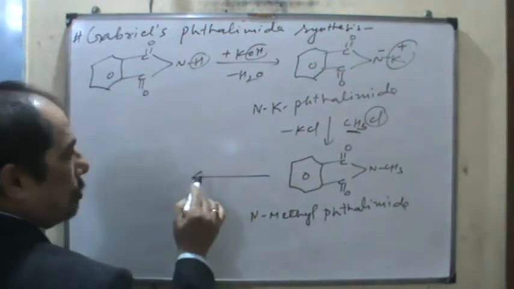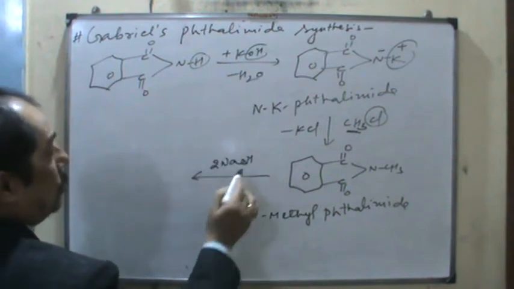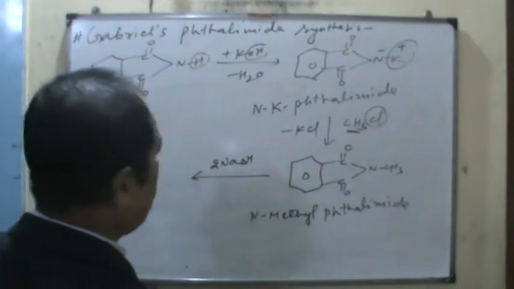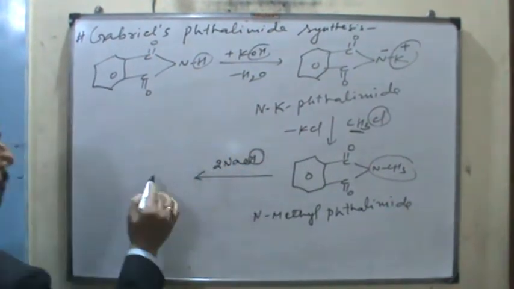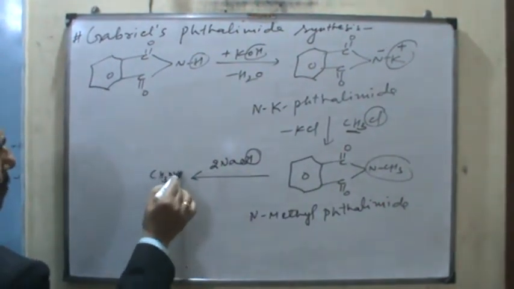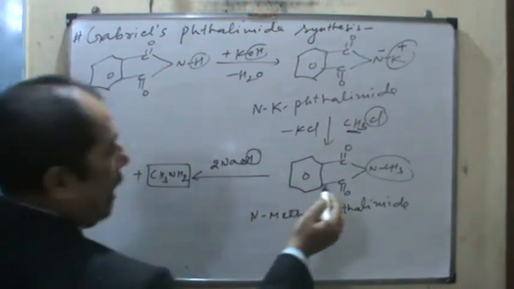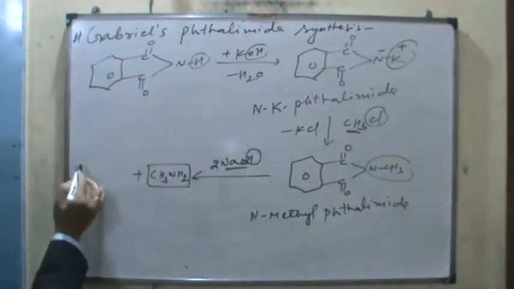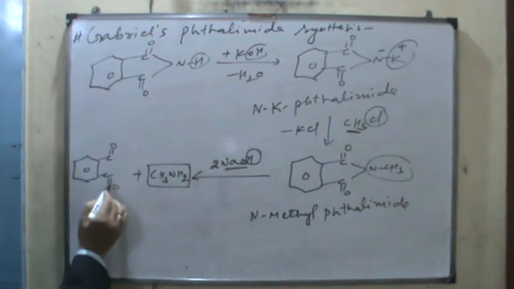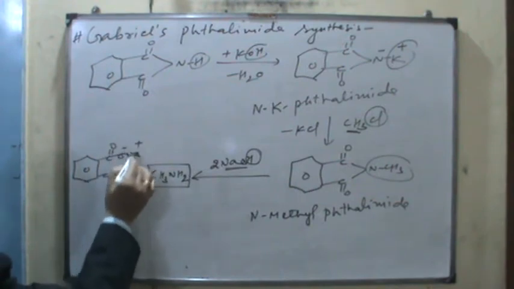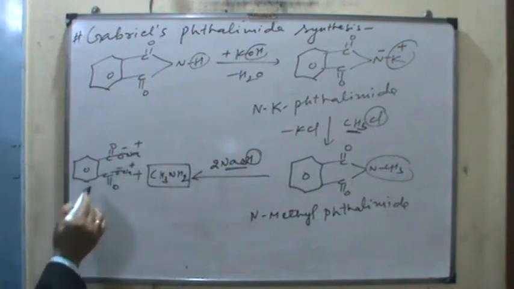Further, it will react with alkaline hydrolysis, twice NaOH, CH3NH2. So aliphatic amines are only obtained by this method, not aromatic. And the salt is obtained.